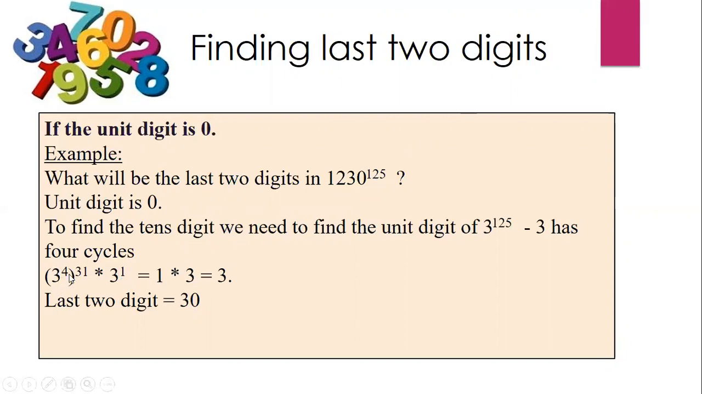3 power 4 to the whole power is a multiple of 4, so the unit digit is 1, and for 3 power 1 the unit digit is 3, so our answer is 1 into 3, which is 3. So the tens digit will be 3 and the unit digit will be 0, so the last two digits will be 30.